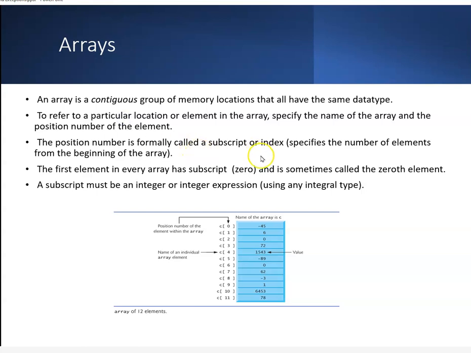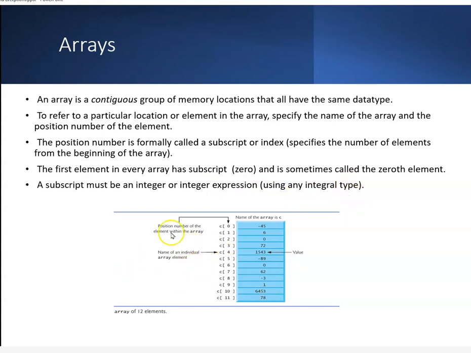So what is an array? An array is a contiguous group of memory locations that all have the same data type. To refer to a particular location or element in the array, we specify the name of the array and the position. The position is formally called a subscript or index, and it specifies the number of elements from the beginning of the array. The first element in every array has a subscript of 0 and is sometimes called the 0th element. A subscript must be an integer or integer expression using any integral type.